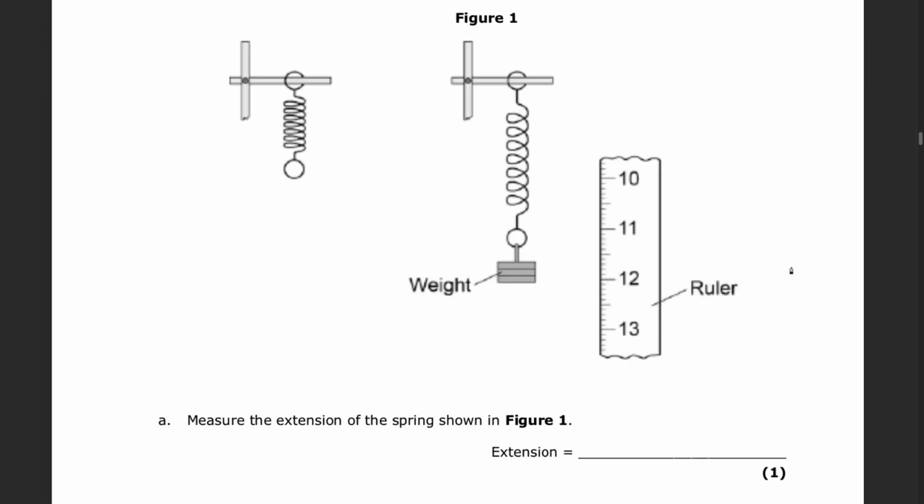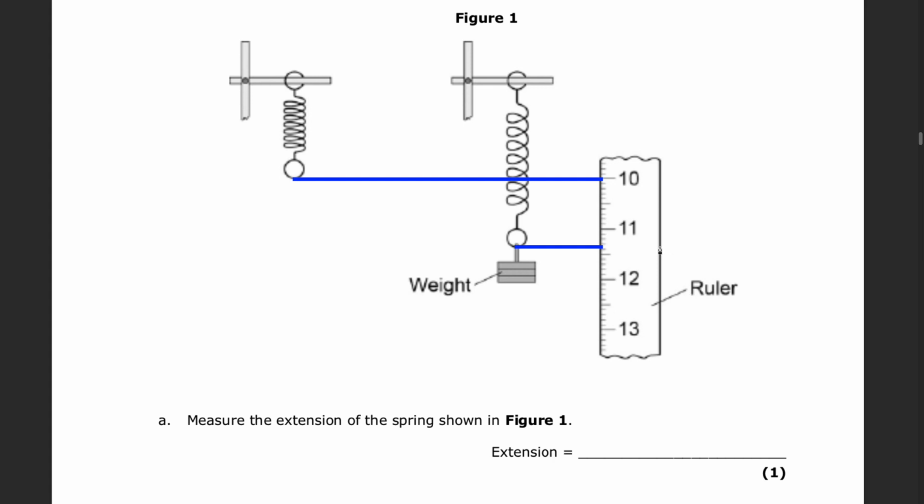Question A. Measure the extension of the spring shown in figure 1. Now, in order to do this, we have to pick a particular point and compare it to the ruler. So in my case, I am going to choose the bottom of the spring. From there, we have to draw a horizontal straight line to the ruler, and I have to do the same from the bottom of the spring which has the weight.